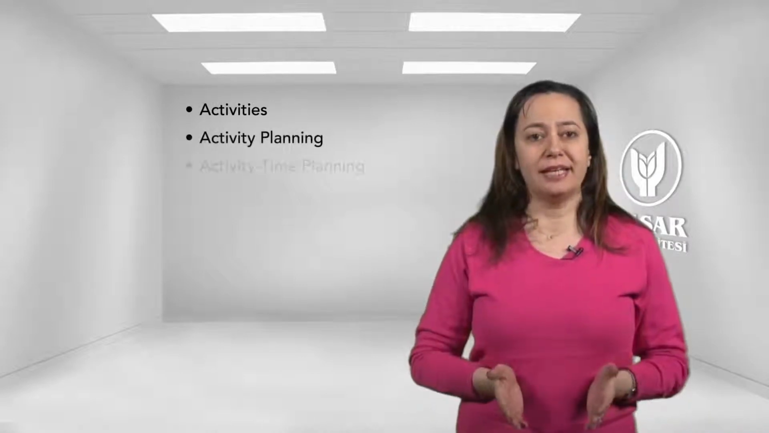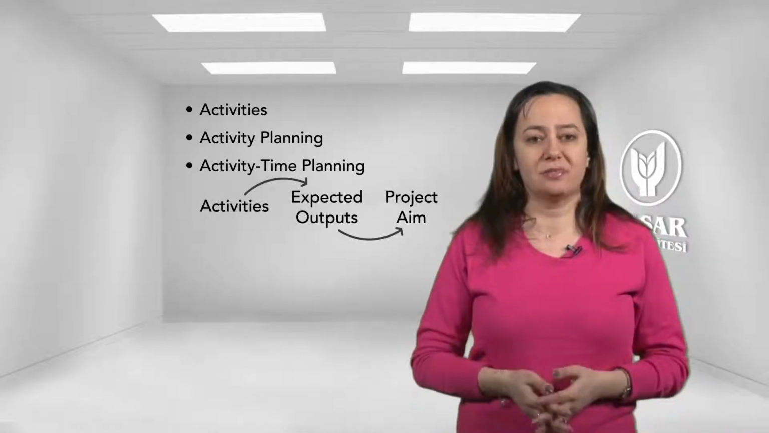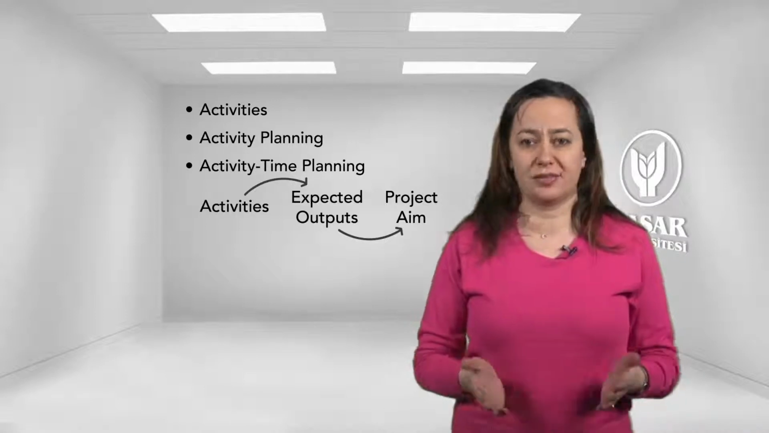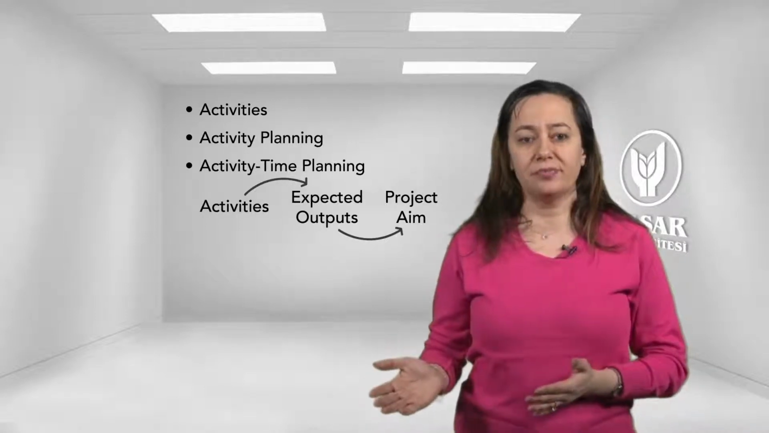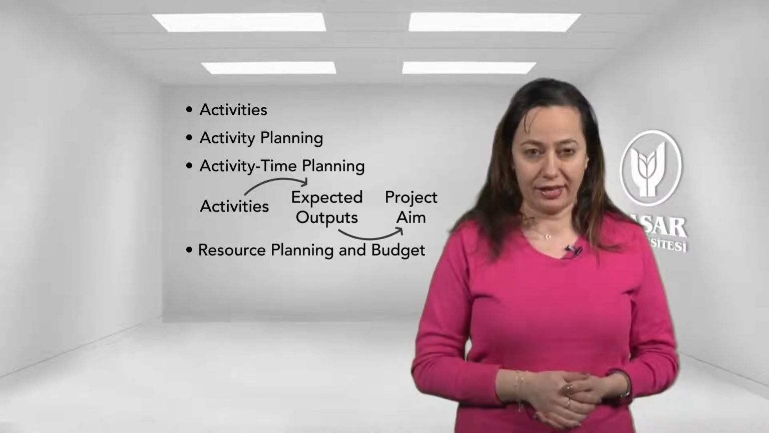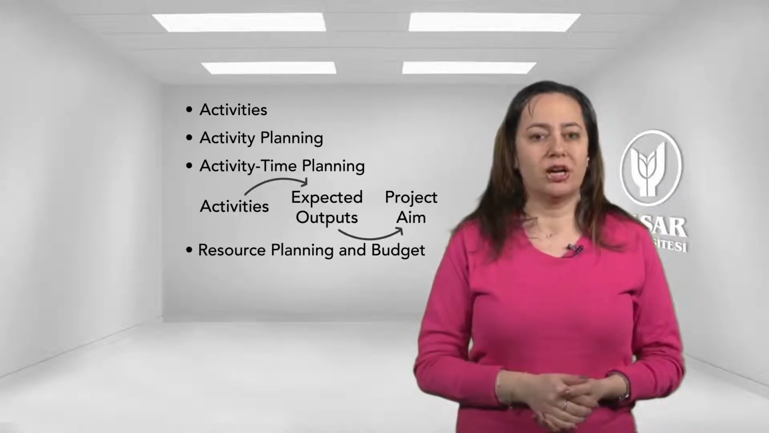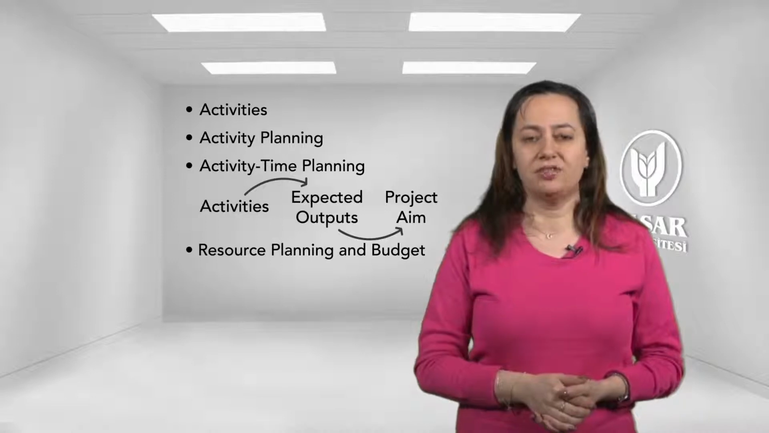Hello friends! In this unit, we will continue to study the main stages of project planning. After you comprehend this module, you will be able to define the project activities, activity planning, and activity time planning, determine the project activities by associating them with the project's expected outputs and the project aim, prepare the proper resource planning in line with your project activities, and prepare the project's budget properly in order to undertake the project activities and achieve the project aim.